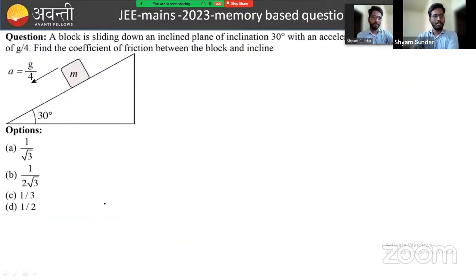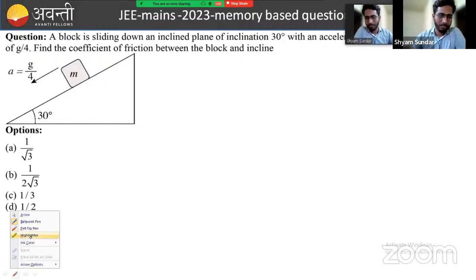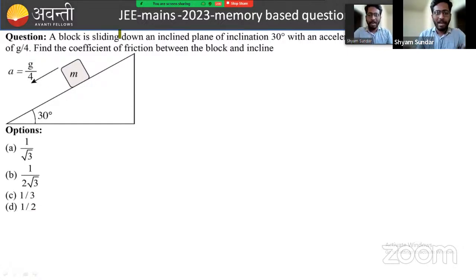Okay, look at this question. A block is sliding down an inclined plane at an angle of 30 degrees. From the 30-degree inclined plane, a block is sliding down with an acceleration g by 4. The acceleration value they gave is g by 4. Find the coefficient of friction between the block and the inclined plane.